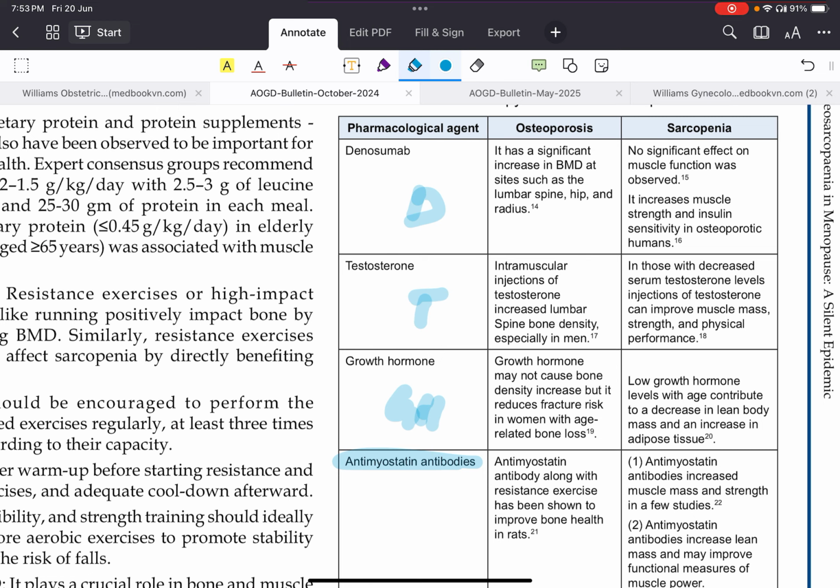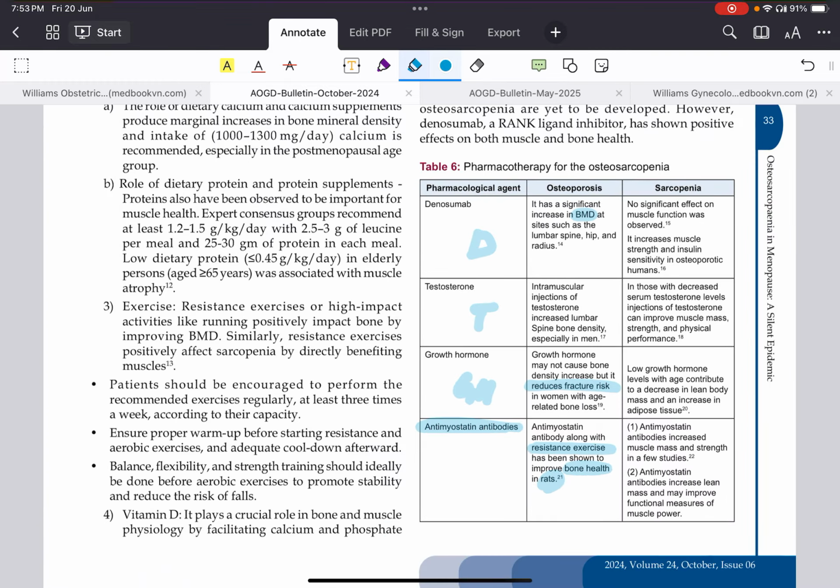So listen, denosumab increases the bone mineral density. Testosterone intramuscular injections are given. This also increases the bone mineral density beneath the lumbar spine. Growth hormone may not increase bone density, but it reduces the fracture risk. Anti-myostatin antibodies, along with resistance exercise, if you give na, it also improves bone health in rats.